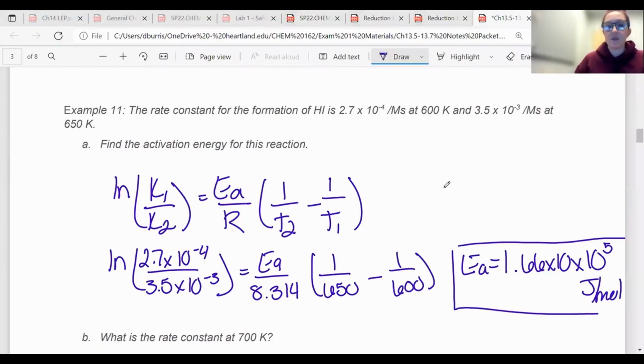Okay, so I'm going to talk through these really quick. And if you're good, then you can just skip ahead. So for part A, I used the 2-point equation. Again, I didn't give you that A value, so the only one you can use is the 2-point equation. Plugged everything in, solved for activation energy. I got 1.66 times 10 to the fifth joules per mole, which is going to be your unit again for activation energy.